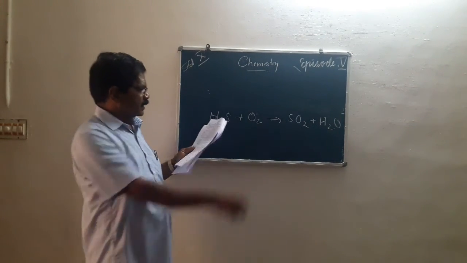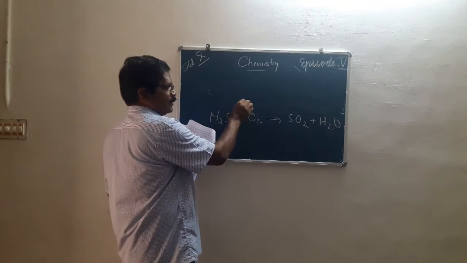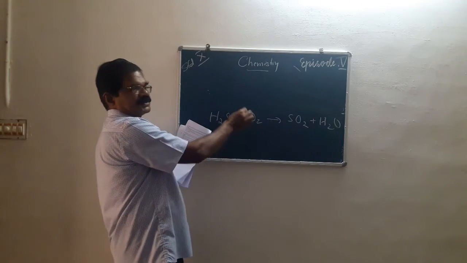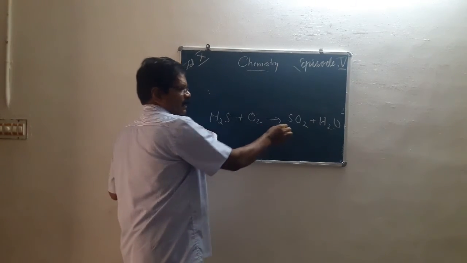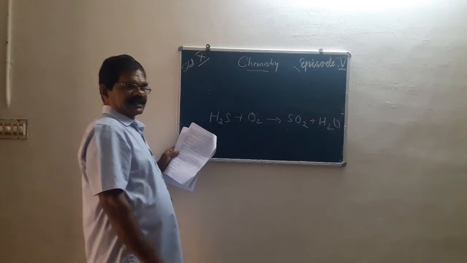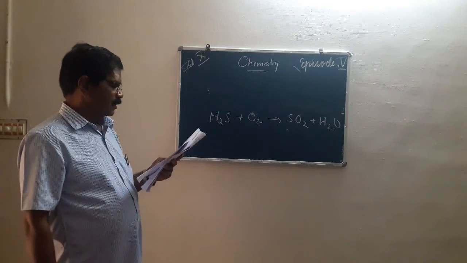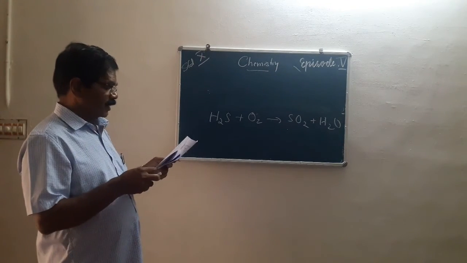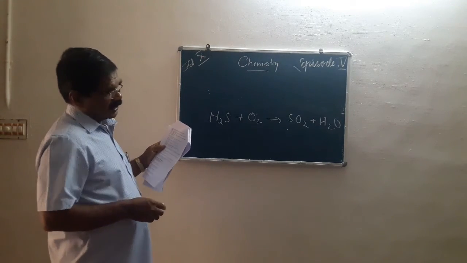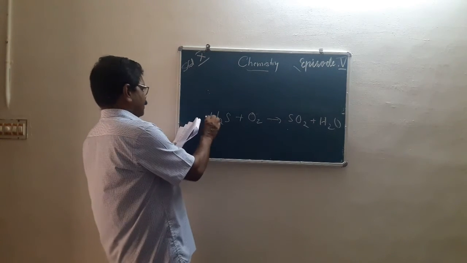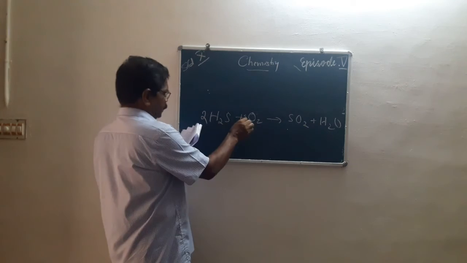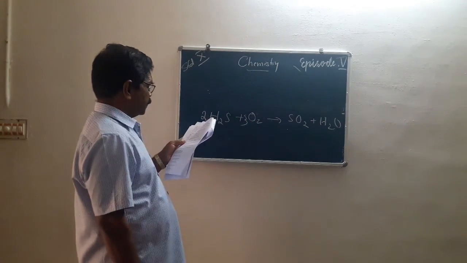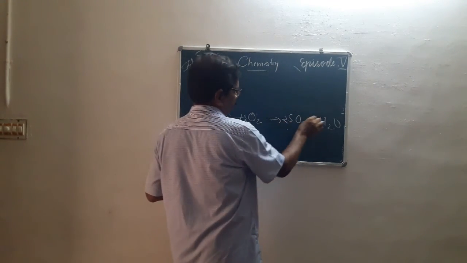You have completed the first step. As you write, the statement given is written as the chemical equation. This is the chemical equation. The second step is to balance the equation. How to balance the equation? You have to use the table method. After using it we get 2H2S plus 3O2 gives 2SO2 plus 2H2O.